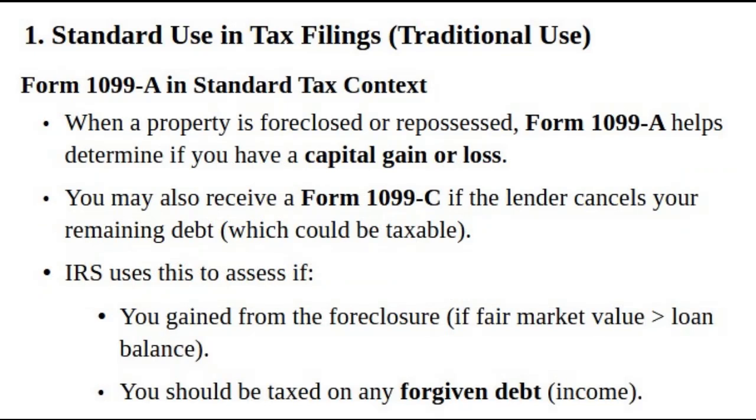1. Standard use in tax filings. Traditional use: Form 1099-A in a standard tax context is used when a property is foreclosed or repossessed. Form 1099-A helps determine if you have a capital gain or loss. You may also receive a Form 1099-C if the lender cancels your remaining debt, which could be taxable. The IRS uses this to assess if you gained from the foreclosure, if fair market value is greater than the loan balance. You may be taxed on any forgiven debt as income.